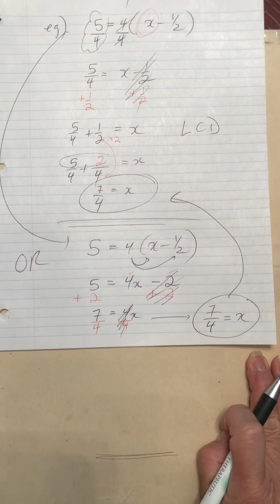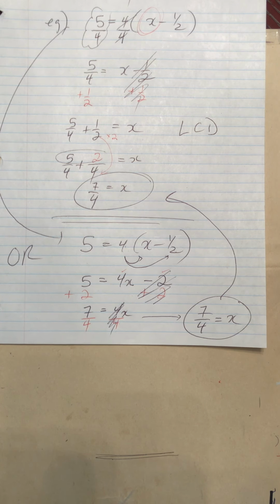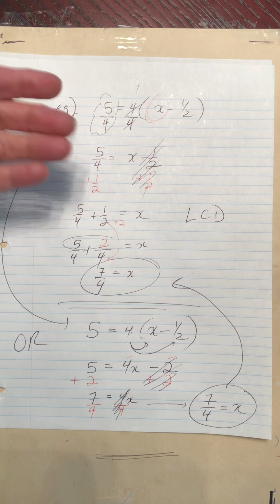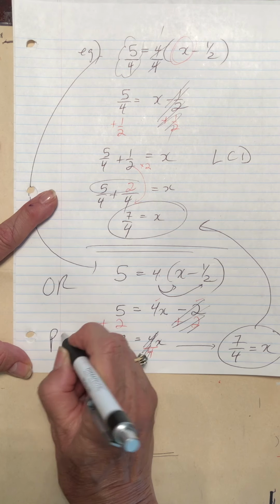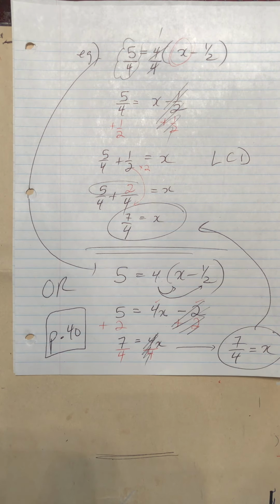So was one way better than the other? I don't know. Depends how you are, with your numbers. They both work, but sometimes it pays to look ahead. And if you see after one step, you're going to be left with some fractions. If there was another choice, maybe try doing that other choice. Okay, now you can stop the video and you go to your booklet and you would be able to do page 40. And this is really the basis of equation solving.